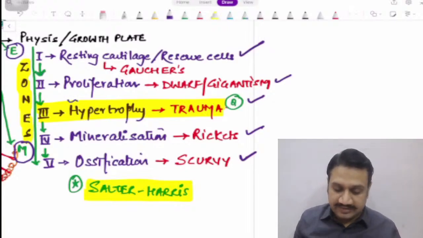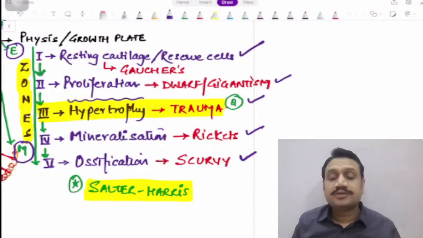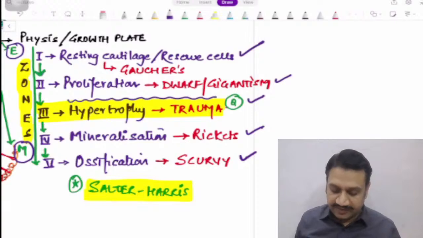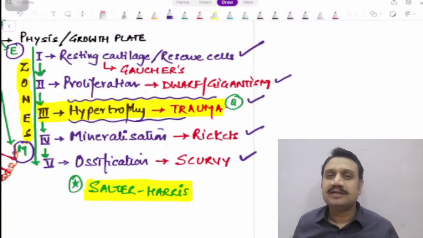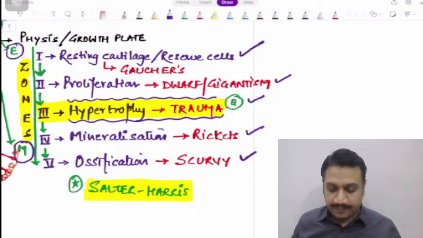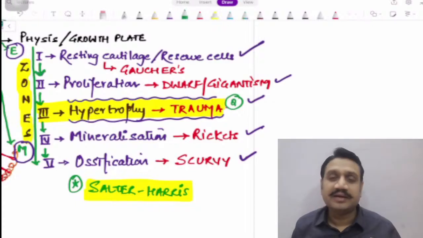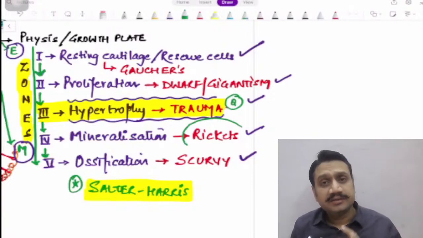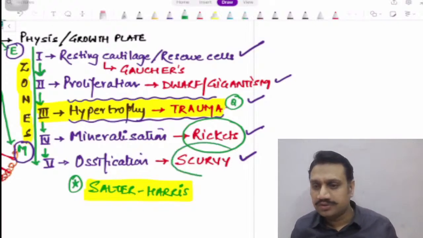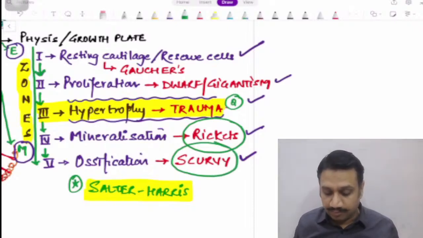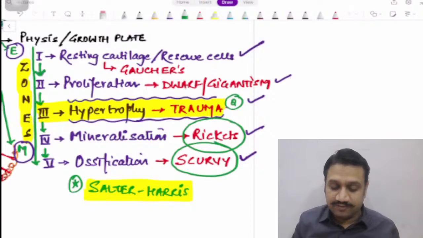The zone of mineralization is where we see the metabolic disorder rickets, and the zone of ossification is the scurvy, the last one. So there are 5 zones of the growth plate, and they are affected in different disorders, starting from hypertrophy, mineralization, ossification, where the bone is properly formed, right? Hypertrophy is the zone from where we get trauma. Most often rickets affects the zone of mineralization. This zone of mineralization is not a separate layer. It is the lower part of hypertrophy only, right? And the last one is the zone of ossification. This is where properly formed bone is seen. So bony formation goes from zone 1 to zone 5.